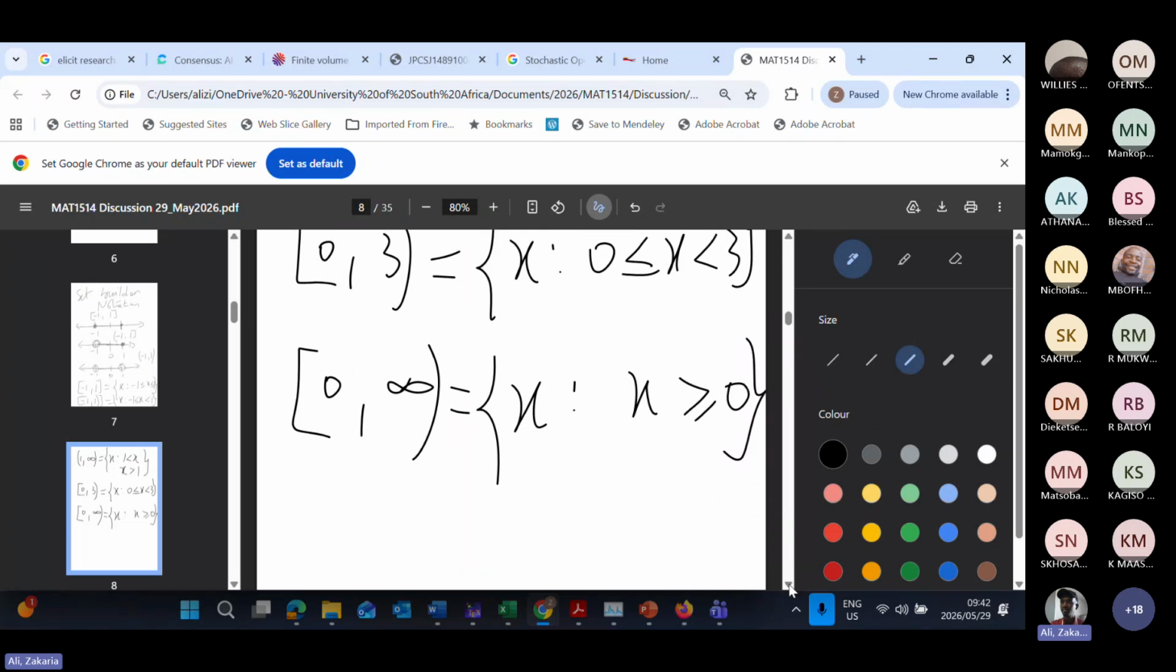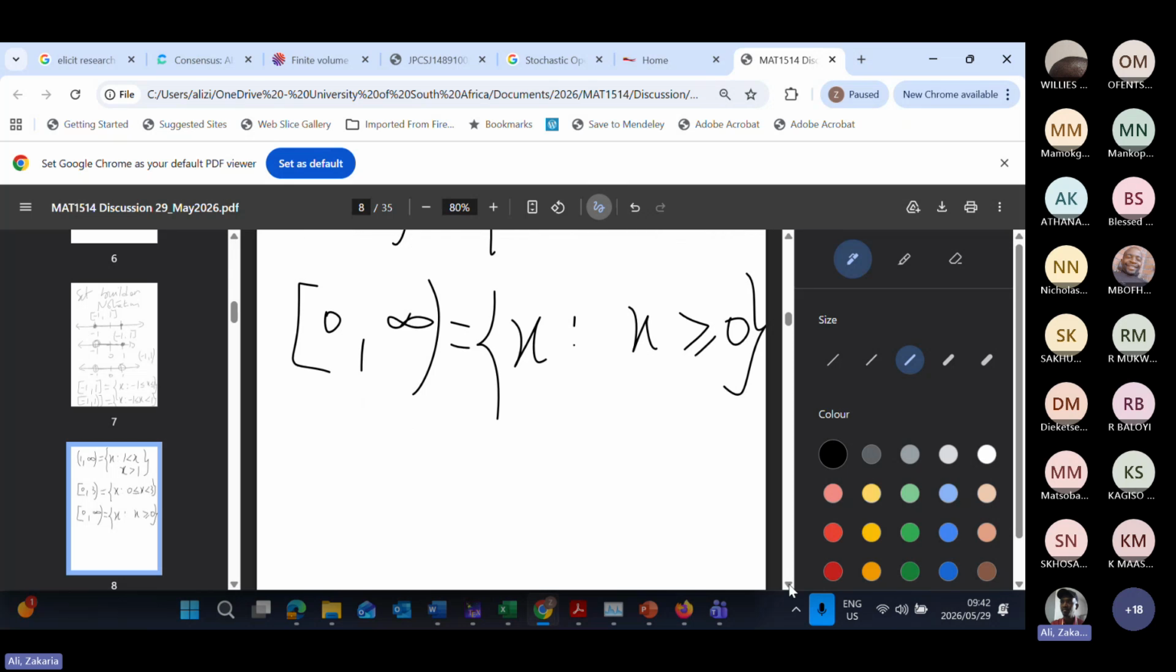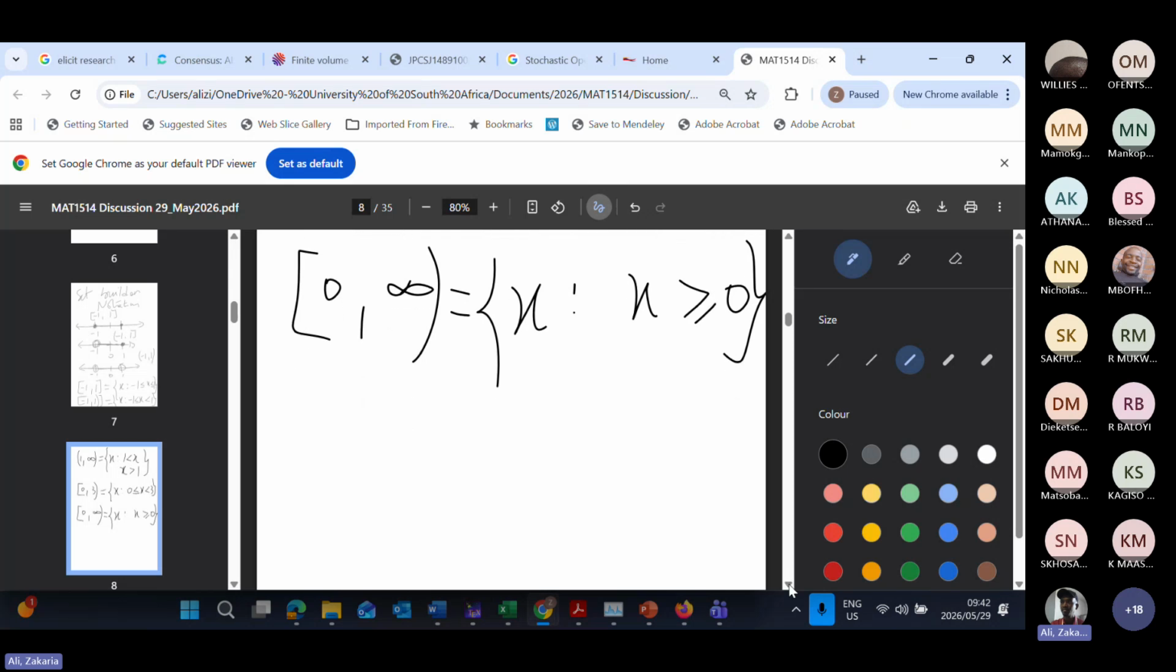The one in the curly bracket is what we call the set builder notation. In a similar fashion, if you have negative infinity to 0 open, then you say it is the set of all x. The set builder notation will be the set of all x with x strictly less than 0.